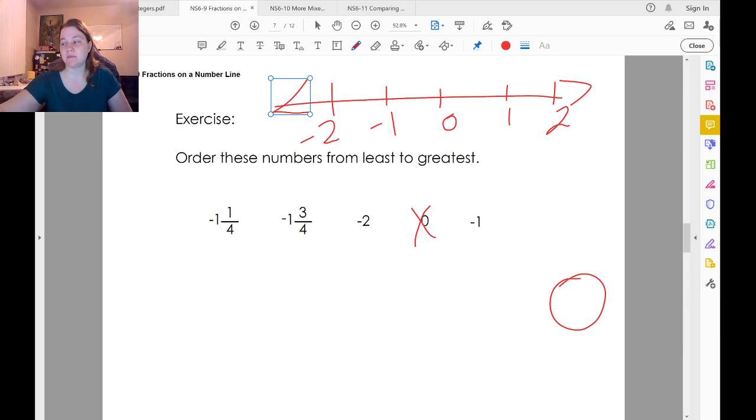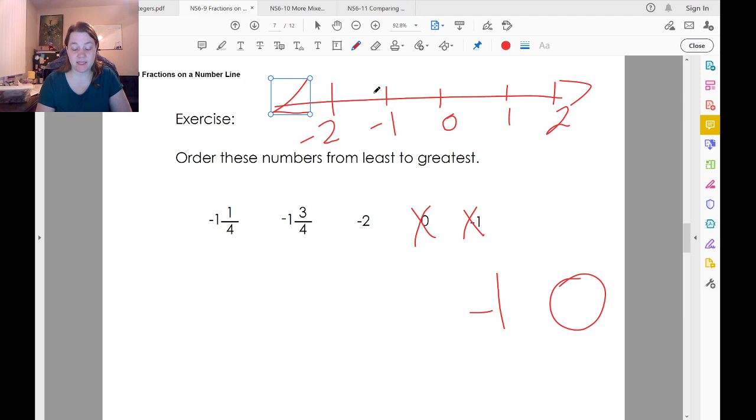The number that comes after that is going to be anything that's in between 0 and 1. So any sort of proper fraction or any fraction that's not a mixed number. I don't see any of those. So our next number is negative 1.